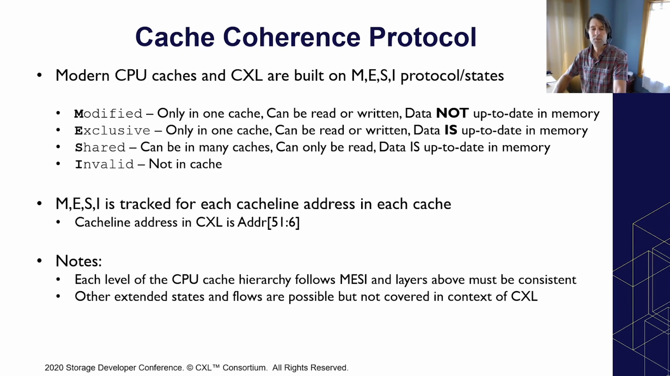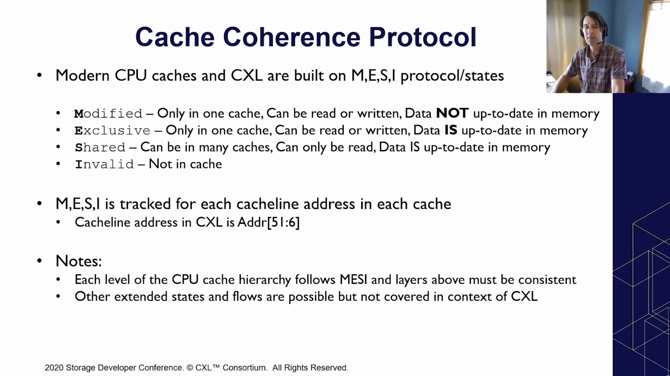Going through each of these, modified, the M state, can only be in one cache. It can be read or written, but this data is not up to date with respect to what's in memory. So it's modified with respect to memory and it's only in one cache. Exclusive is similar to modified in that it's only in one cache. It can be read or written, but the difference is that it is up to date with respect to what's in memory.